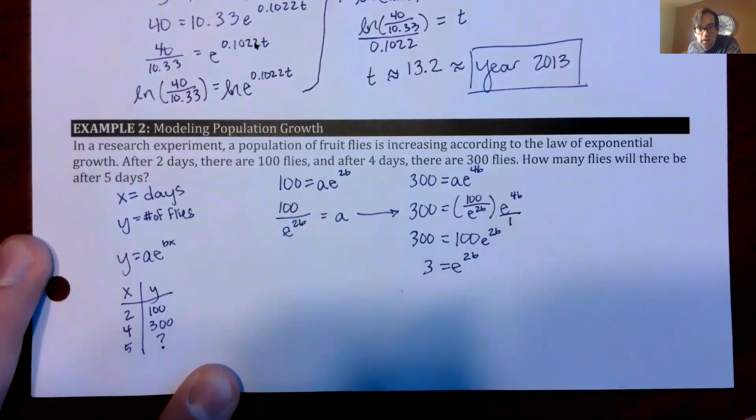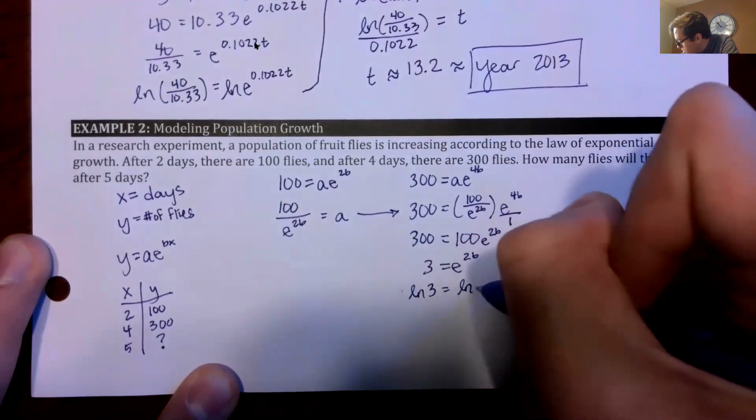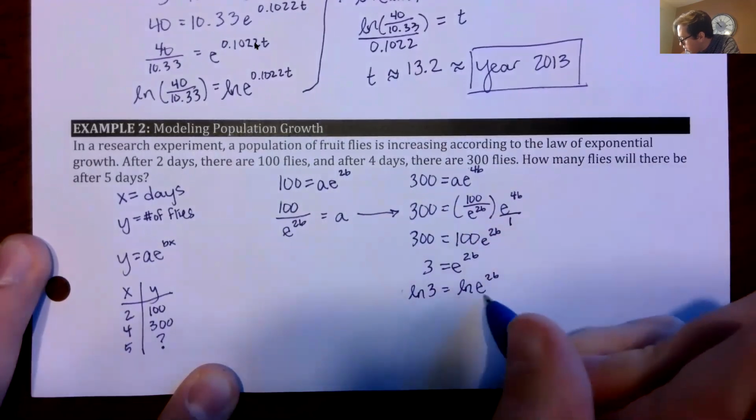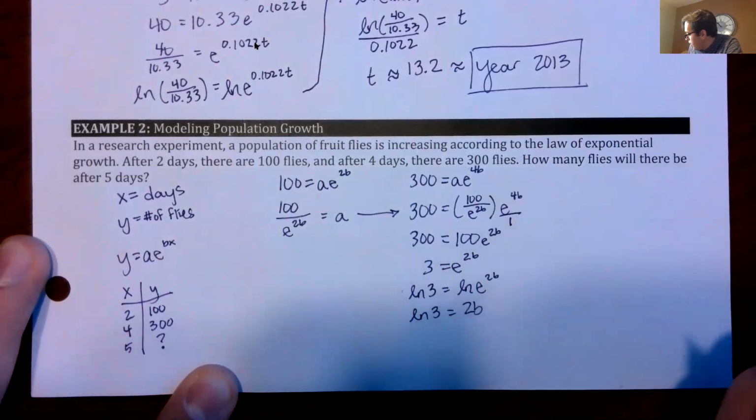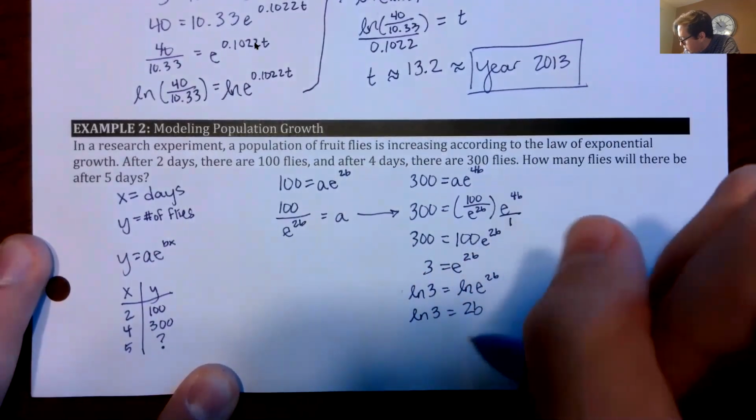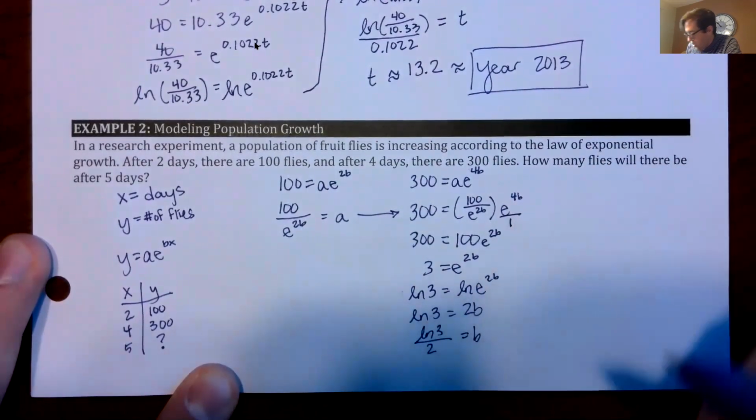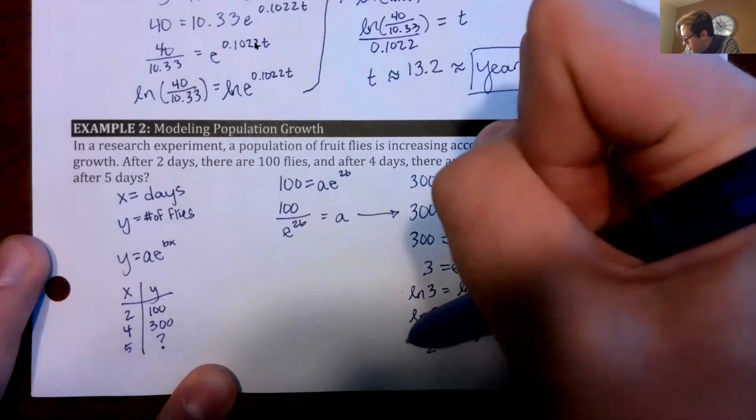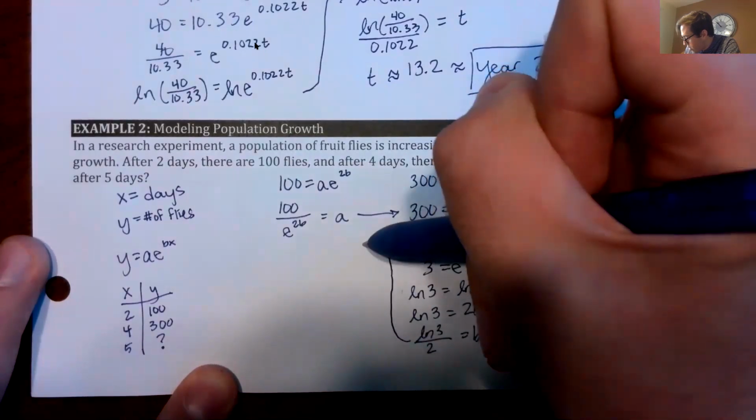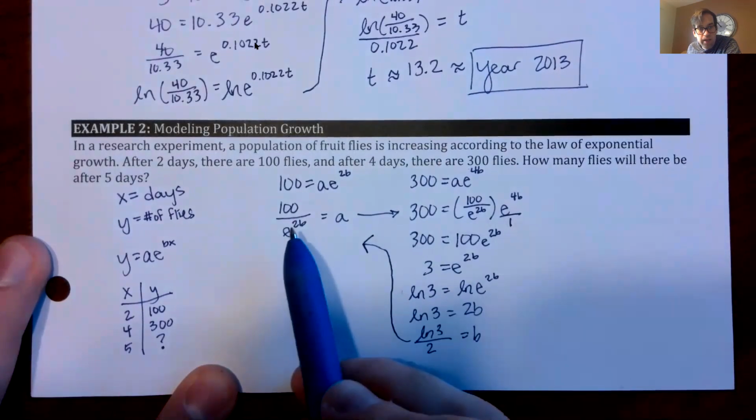And let's keep going to solve for b. So now we're going to take the natural log of both sides. That causes this to cancel out. So we get natural log of 3 equals 2b. And then I'm going to divide by 2. So I get natural log of 3 all over 2 equals b. And that is a good estimate there. So I'm going to use that and come back over here to the left equation to plug in for B so we can find A.